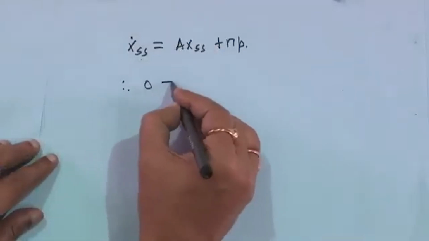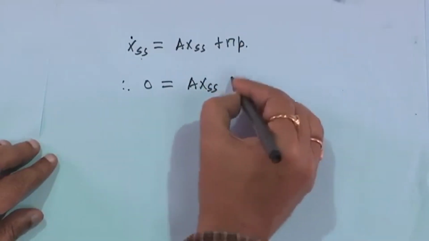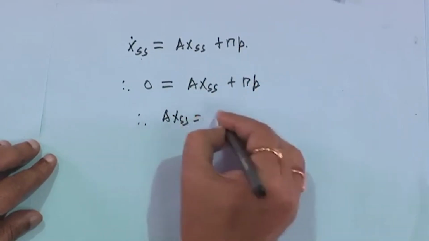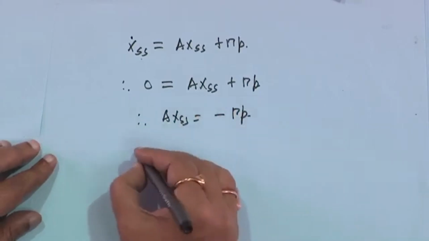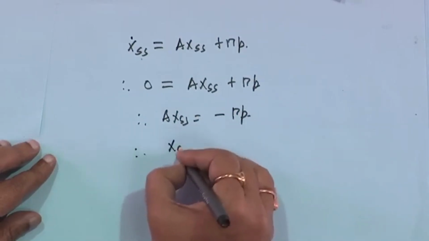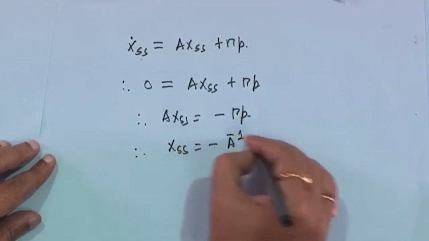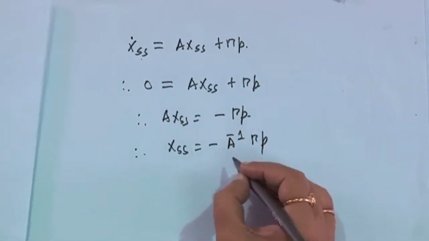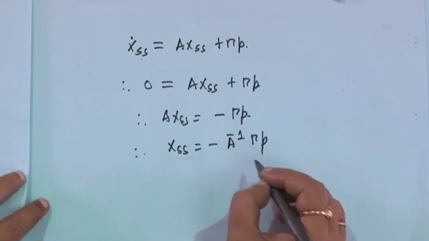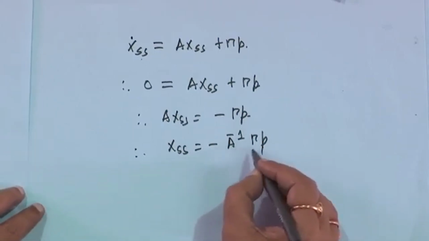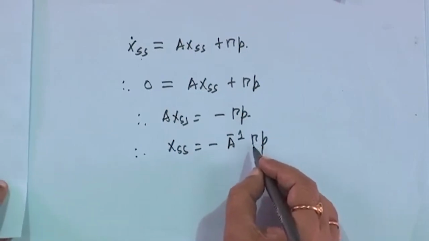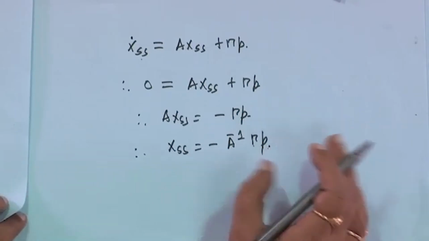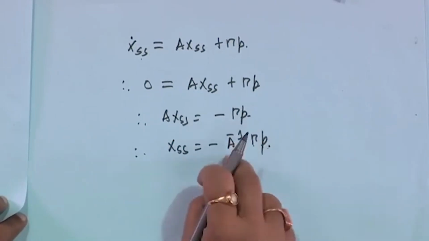Therefore, 0 is equal to A x ss plus gamma p. That means A x ss is equal to minus gamma p. Multiplying both sides by A inverse, x ss is minus A inverse gamma p. The only thing is that A inverse has to exist, but for this kind of system, let me tell you A inverse exists. A inverse is a 7 into 7 matrix, the gamma matrix is also known to you, and the load disturbance p, PL1 and PL2, is also known to you, as are the parameters of the A matrix.